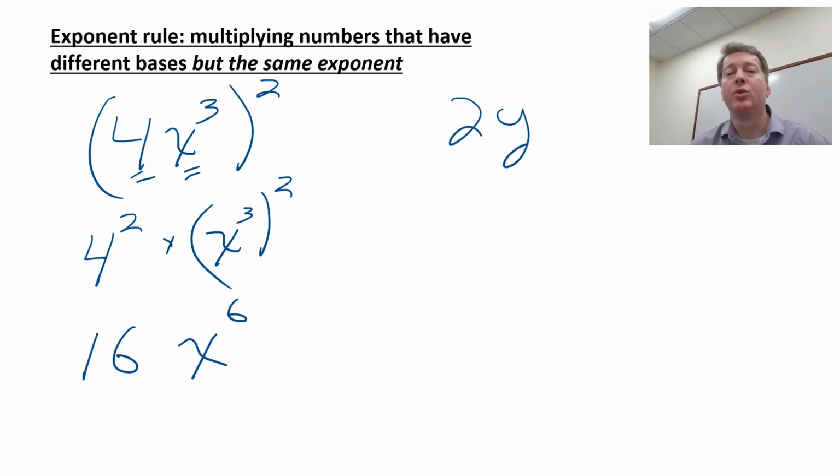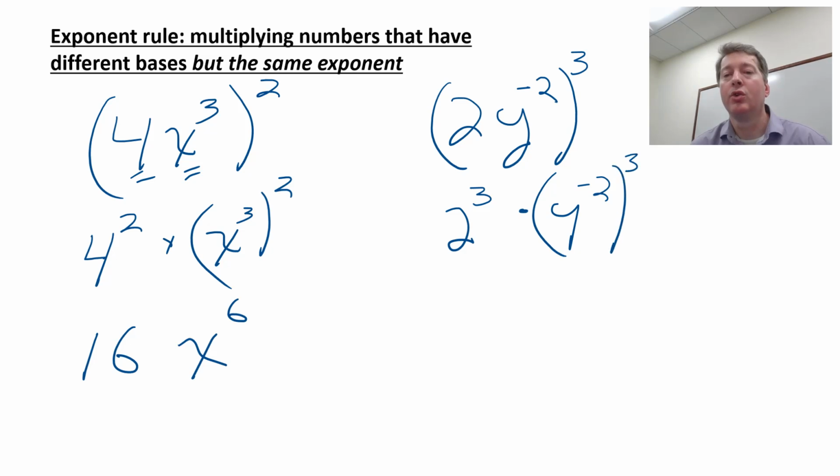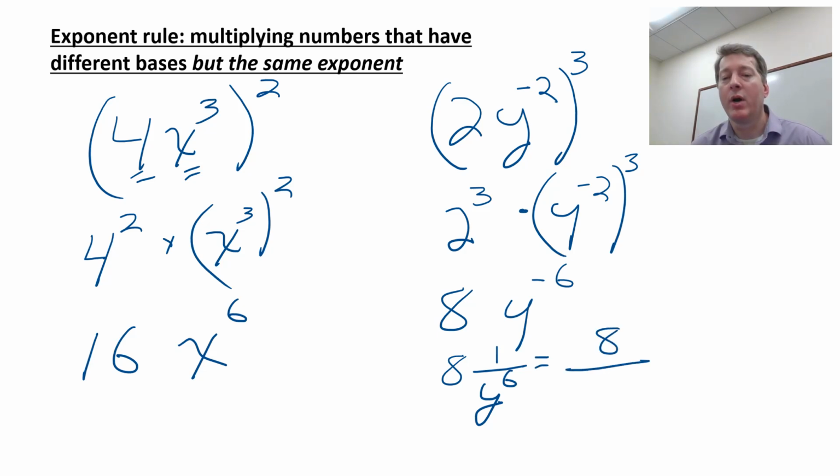Suppose I had 2 times y to the negative 2 cubed. So that is the same as 2 cubed times y to the negative 2 cubed. 2 cubed is 8. Y to the negative 2 cubed, you multiply the exponents. That's y to the negative 6. So 8y to the negative 6 is the same as 8 times 1 over y to the positive 6. You have an 8 on the top and a y to the 6th on the bottom: 8 over y to the 6th.